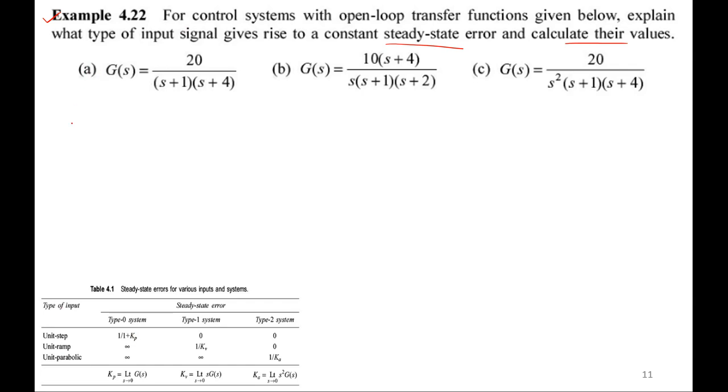Okay, first let me take part A. G of S is equal to 20 divided by (S plus 1) into (S plus 4). What type of system it is? Type 0 system, because S power n, here n is 0. So S power 0 is 1, here it is 1. So it is type 0 system.